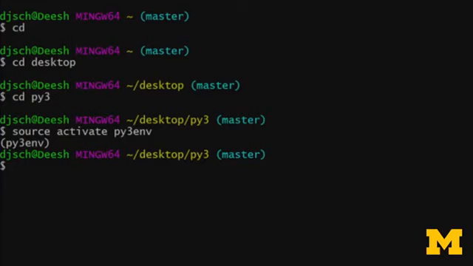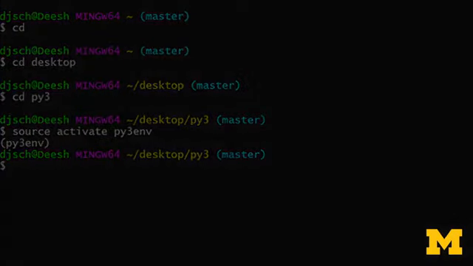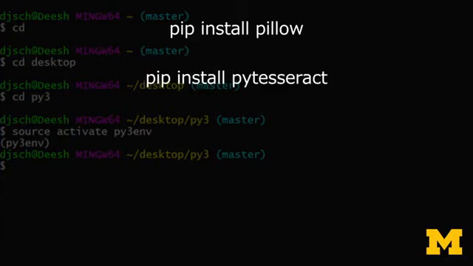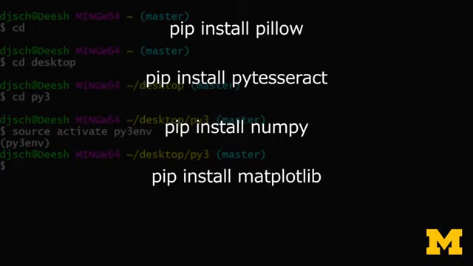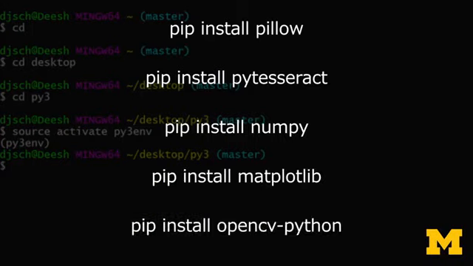Due to the power of editing, we're going to speed through the process of copying and pasting these downloads into your git bash shell or your command prompt. And additionally, on this computer, these packages were already installed, so don't be alarmed if you see different instructions in your command prompt. We'll install pip install pillow, pip install py-tesseract, pip install numpy, pip install matplotlib, and pip install OpenCV Python.